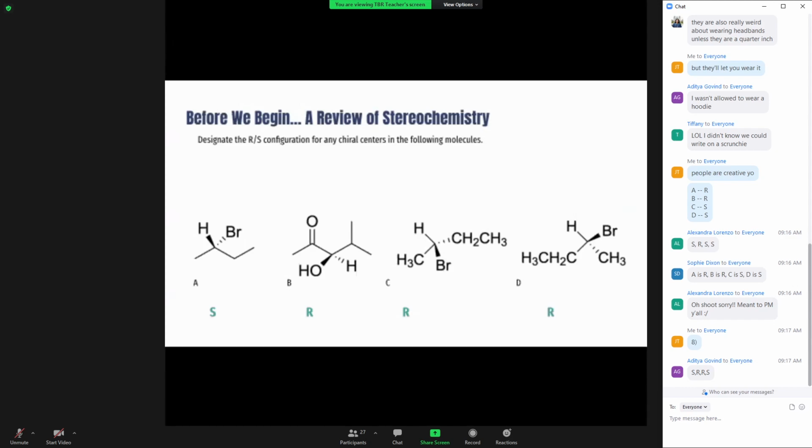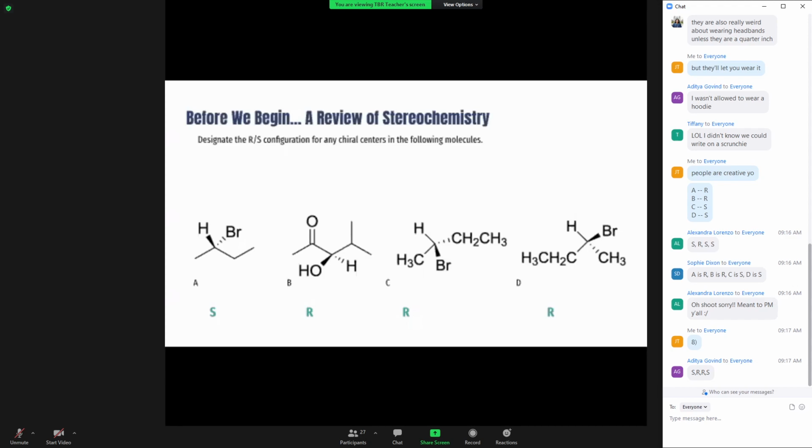and explain. So before I explain, just in case you needed a little refresher, the way you assign R and S is via the Cahn-Ingold-Prelog rules of priority. And that name sounds a little scary, but essentially what it means is the atom with higher atomic number has higher priority. So for example, bromine has a higher priority than carbon. And if you're comparing isotopes, then the atom with a higher mass has higher priority. So let's say you have deuterium and hydrogen, then deuterium will be higher priority.